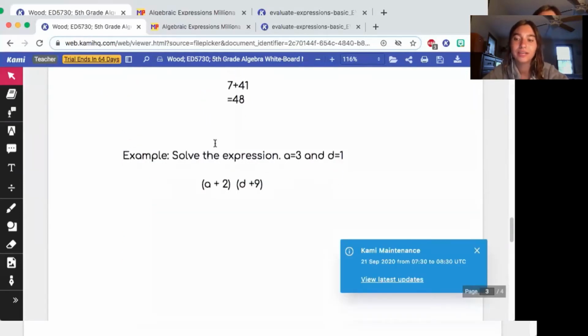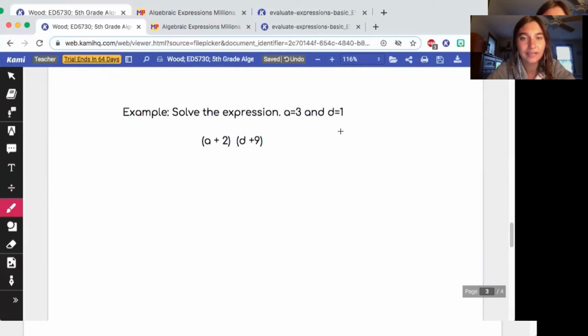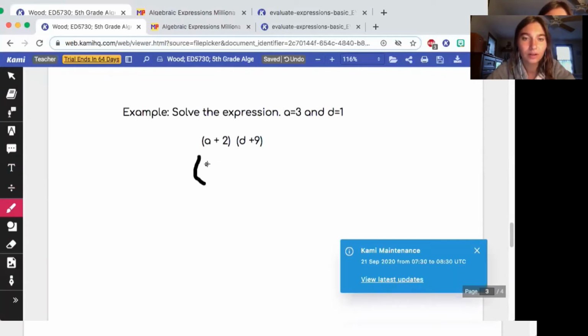Algebraic expressions can have more than one variable in them. Let's solve for this example together. We have a as 3 and d as 1. So let's rewrite this. a is 3, so 3 plus 2, and d is 1, times 1 plus 9.